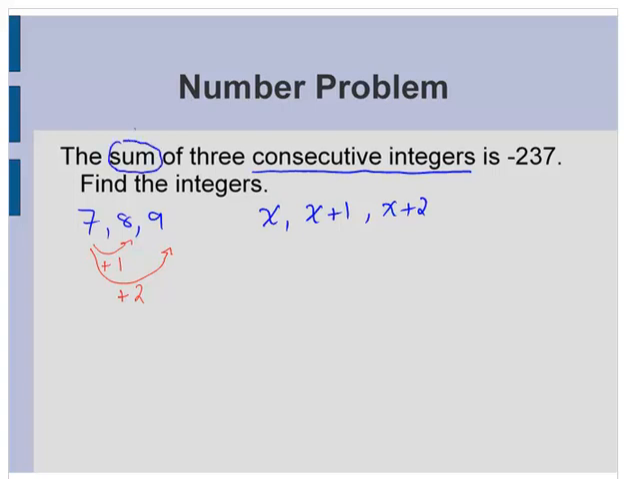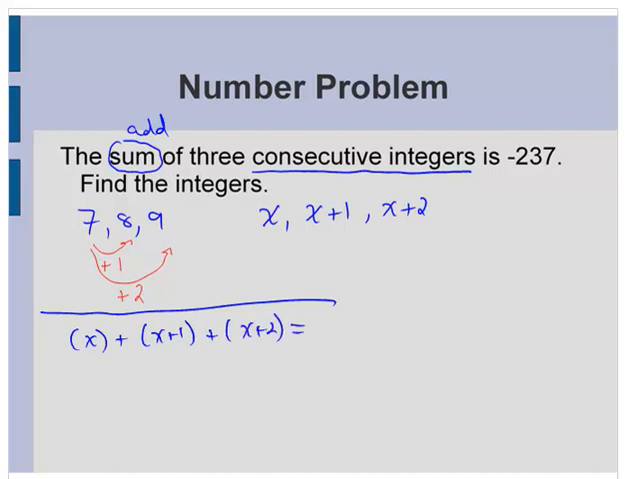I see the word sum. That means I've got to add. So I need to add up some consecutive integers and get negative 237. So x plus (x plus 1) plus (x plus 2) needs to be negative 237. And I put these parentheses here to signify the 3 separate consecutive integers. Combining like terms, there are 3 x's, plus 1, plus 2, that would be a plus 3, is negative 237.